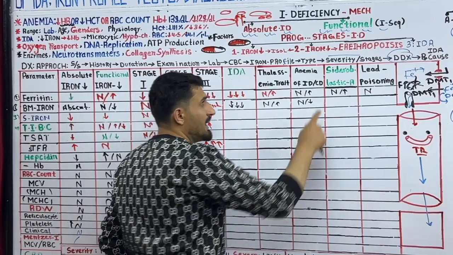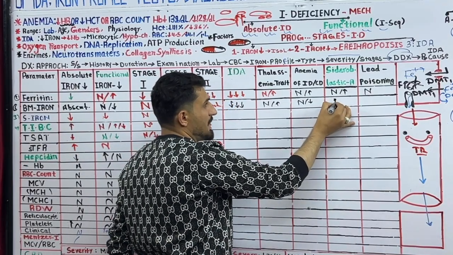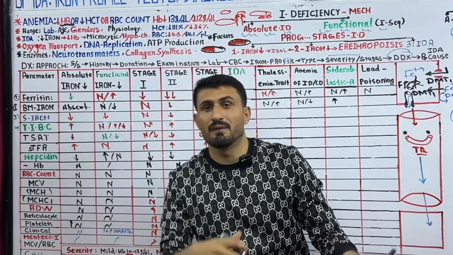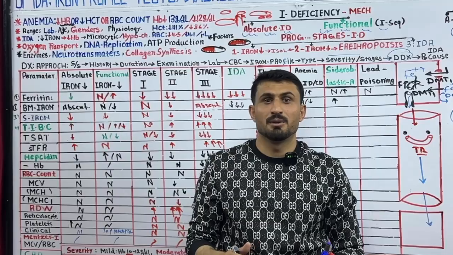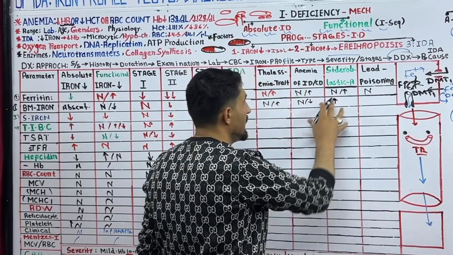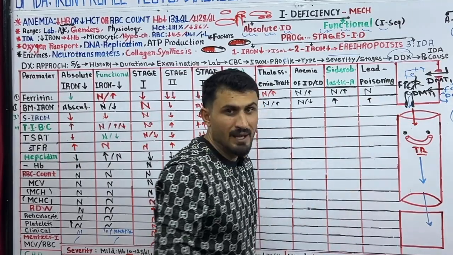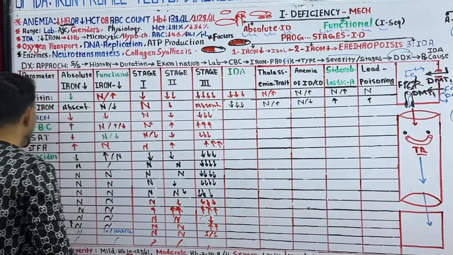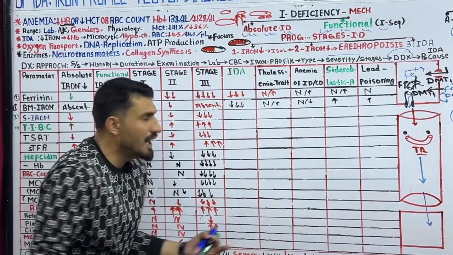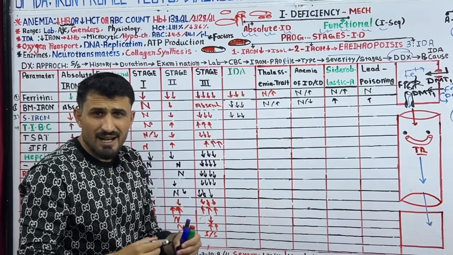Got it? Now in sideroblastic anemia, here the bone marrow iron increases a bit, because a lot of iron comes to the bone marrow and it will not be used by hemoglobin synthesis, so it accumulates inside the bone marrow, and in lead poisoning also it increases a bit. Got it? About the serum iron, in iron deficiency anemia I don't have enough iron, so serum iron decreases. In thalassemia, it's normal.